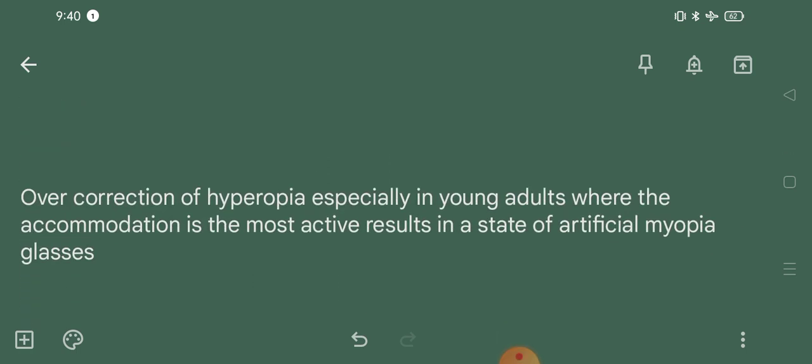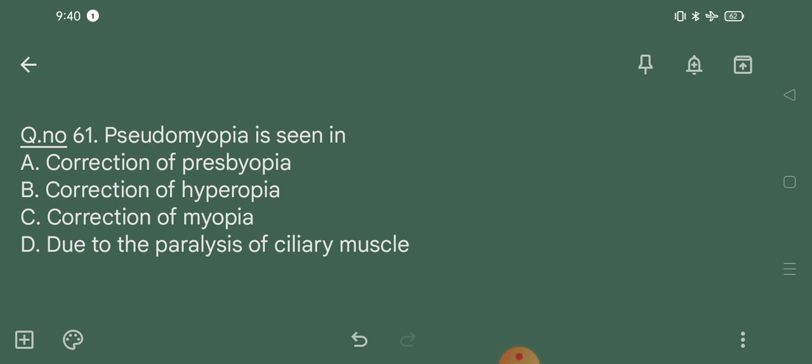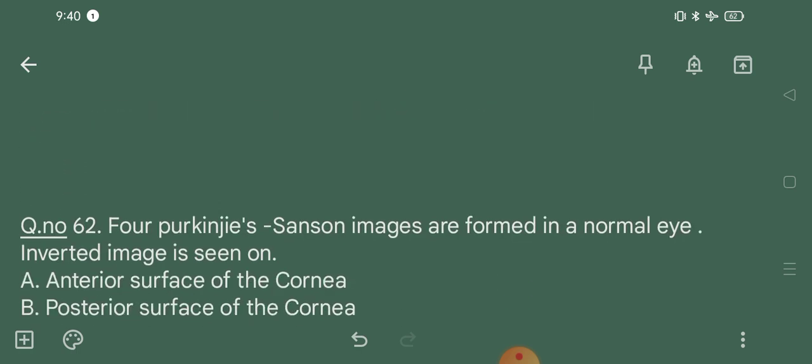Overcorrection of hyperopia, especially in young adults where the accommodation is the most active, results in a state of artificial myopic glasses, जिसकी वजह से यूजुअली ये चेंजेस आते हैं, सीडोमायोपिया जिसकी वजह से होता है.